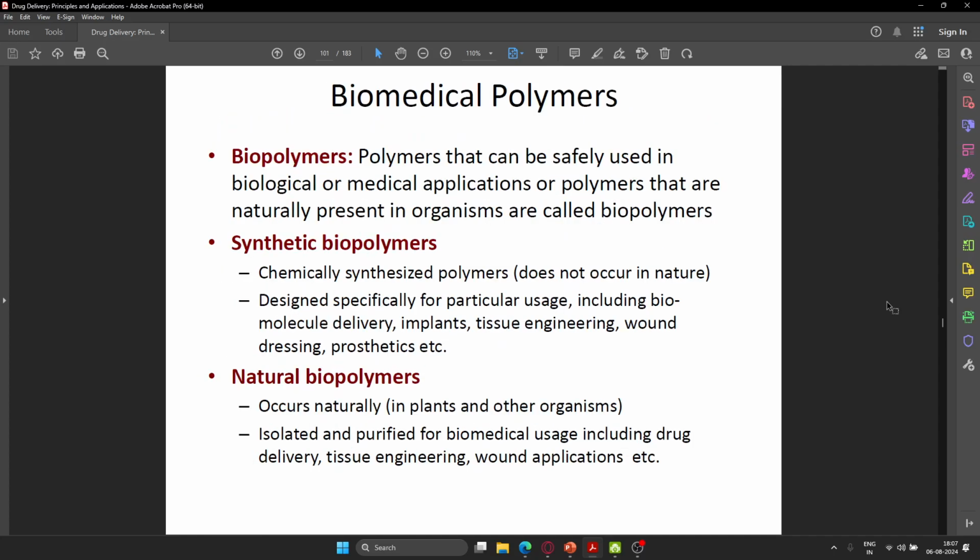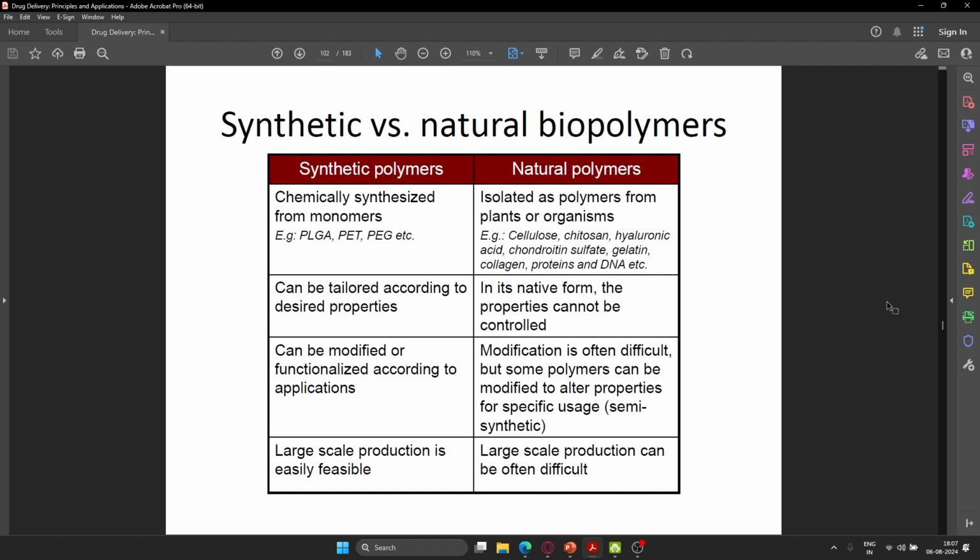And you would have gone through biomedical polymers, synthetic polymers versus natural polymers, advantages and disadvantages of either of them. For example, synthetic polymers can be tailored according to the desired properties, but natural polymers are basically isolated from plants and organisms, right? So even though modification is difficult, there are some level of modifications that you can do. And the biggest problem with natural polymers is you cannot control different properties of the polymer, and large scale production also is very difficult. All of these can be overcome by having a synthetic polymer. But synthetic polymers, again, there could be several problems.